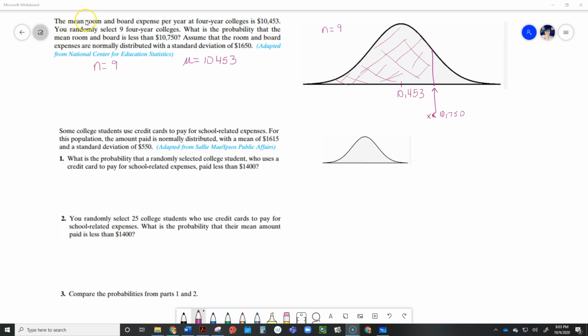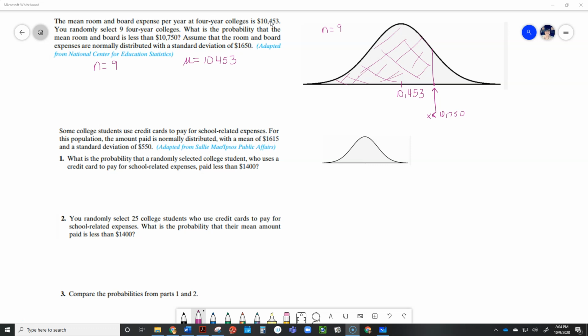Okay, so the next example says that the average room and board expense each year at a four-year college is $10,453, and that's about right. My kid was in college up until last year. He quit in May, and that was about what I was paying for his room and board. That's about $5,000 a semester, just for room and board. That was not his tuition.